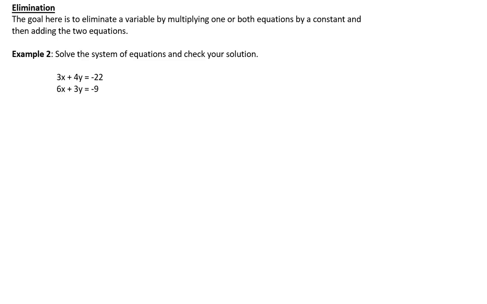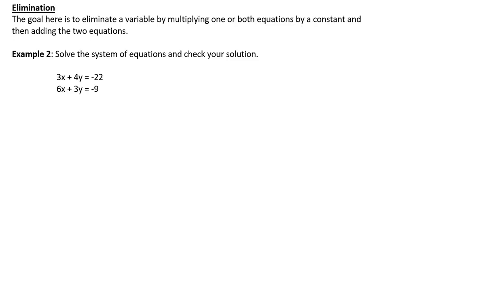We want to solve the system of equations, and we're going to use elimination. Notice that we can't use substitution because none of our variables have a coefficient of 1. They all have a coefficient of either 3, 4, or 6. So we can't use substitution. What we'd like to do is add our two equations together, and by doing that, eliminate one of the variables.